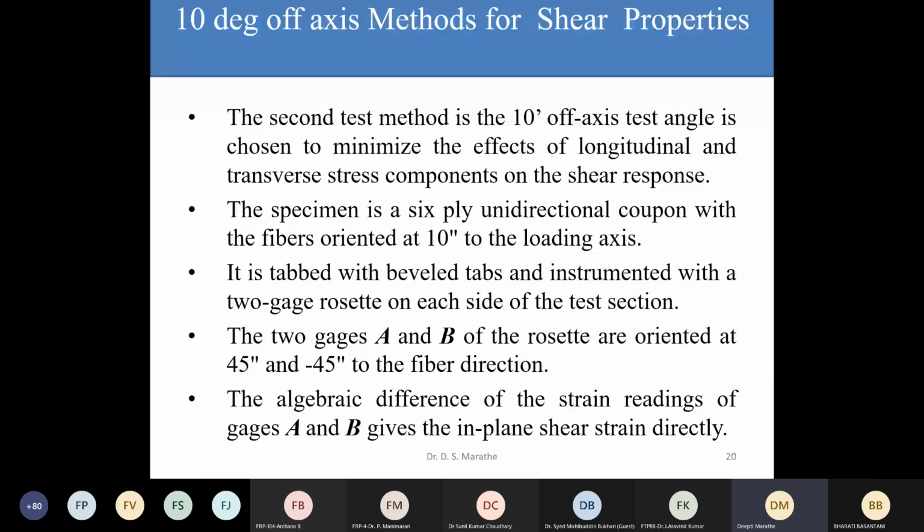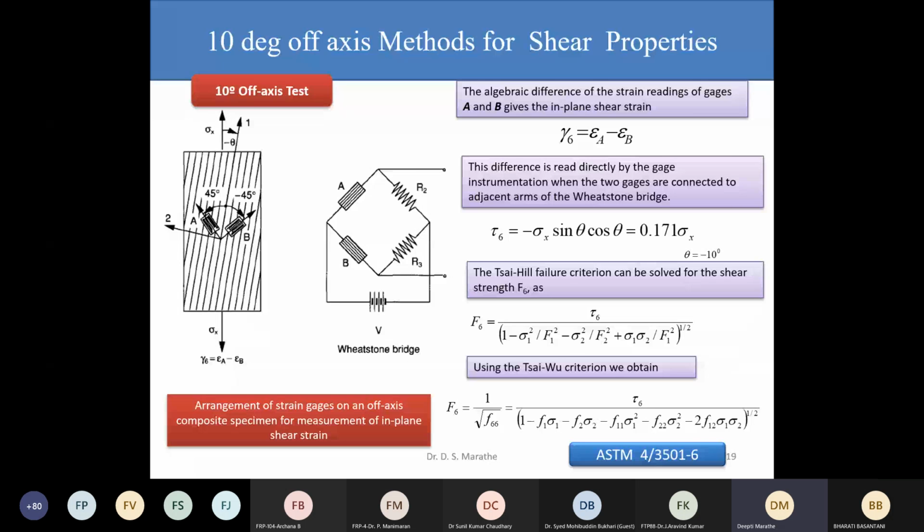So again, both these tests are not direct shear tests, but I am using the fact that with an off-axis tensile test, I can find out the shear properties using transformations.